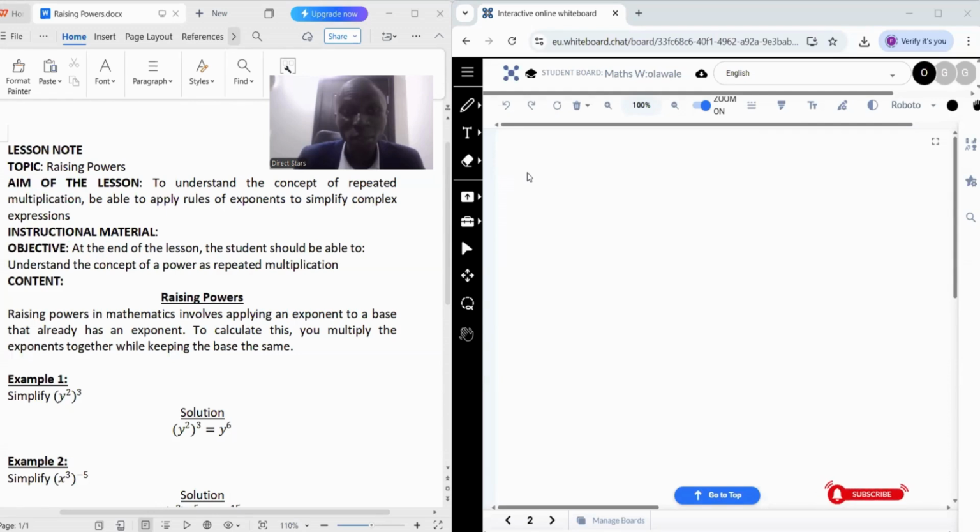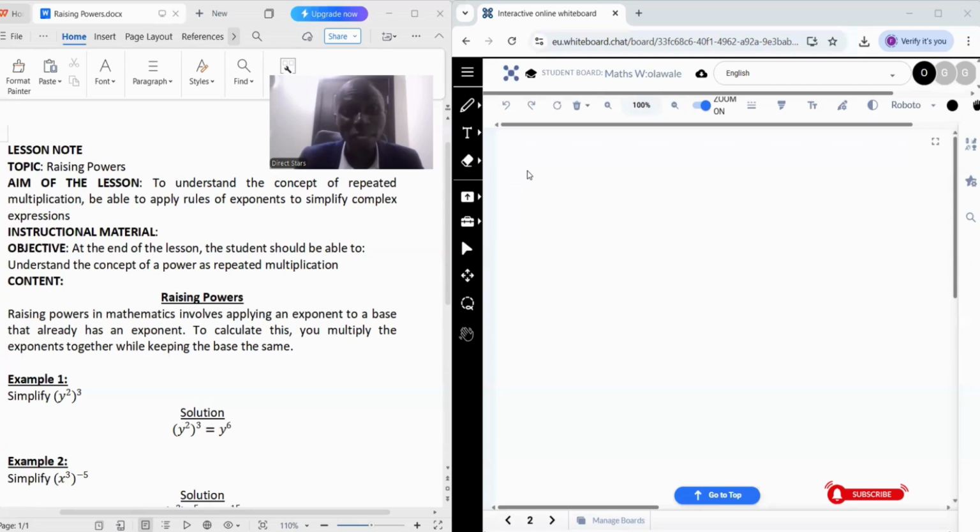In our mathematics class today, we'll be looking at raising powers. The aim of this lesson is to understand the concept of repeated multiplication and be able to apply rules of exponents to simplify complex expressions. The objective is that at the end of this lesson, you'll be able to understand the concept of a power as repeated multiplication.